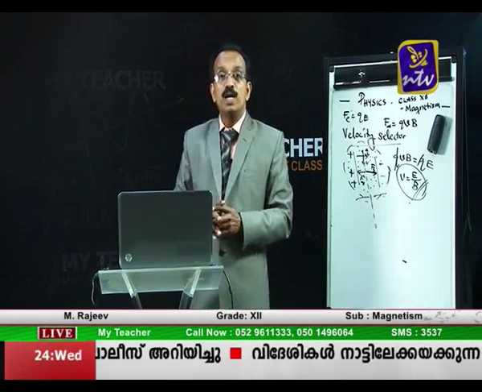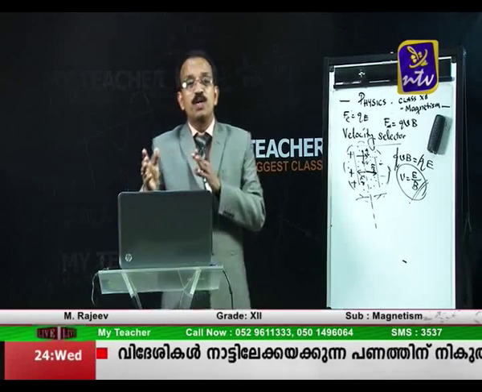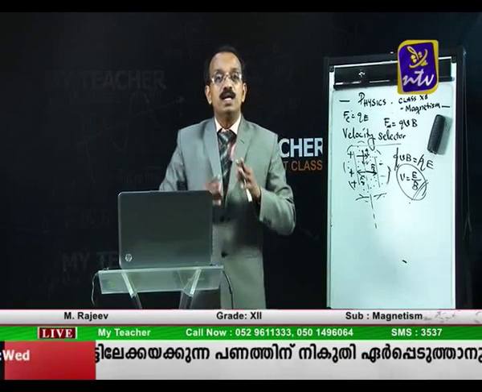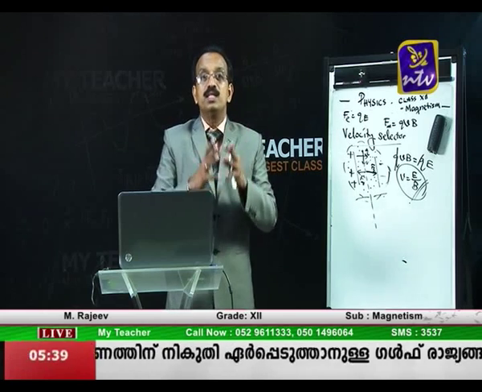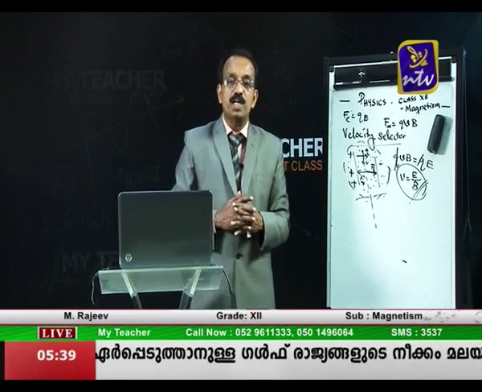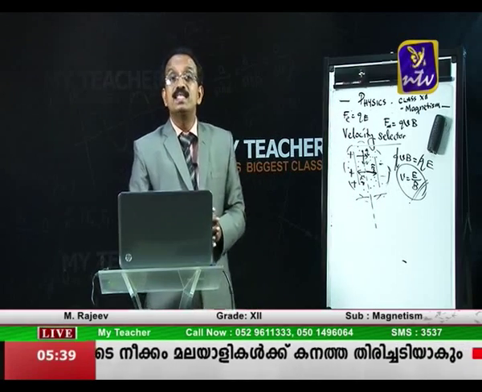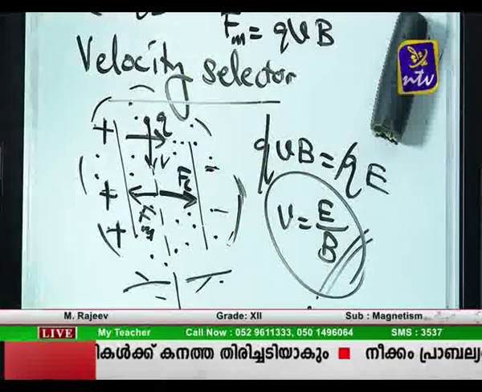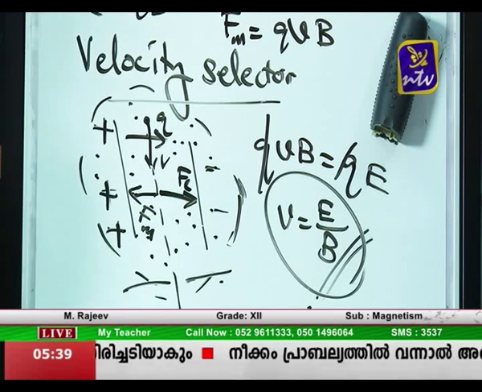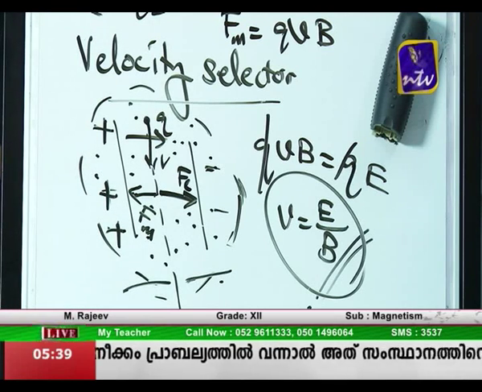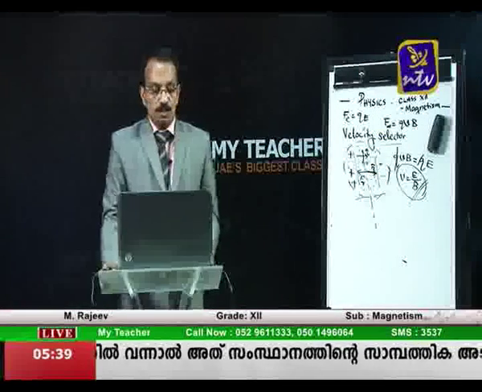So we say therefore this arrangement, that is the arrangement of crossed electric and magnetic fields, is used to select the velocity from a group of charged particles. So that's why this arrangement is called a velocity selector or velocity filter. Okay, this I will show you on the screen again with the help of a simulation, after which you will do some numerical problems.